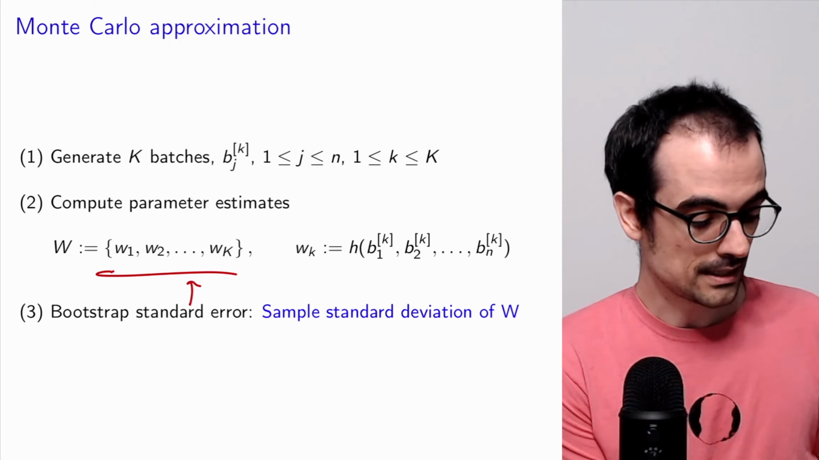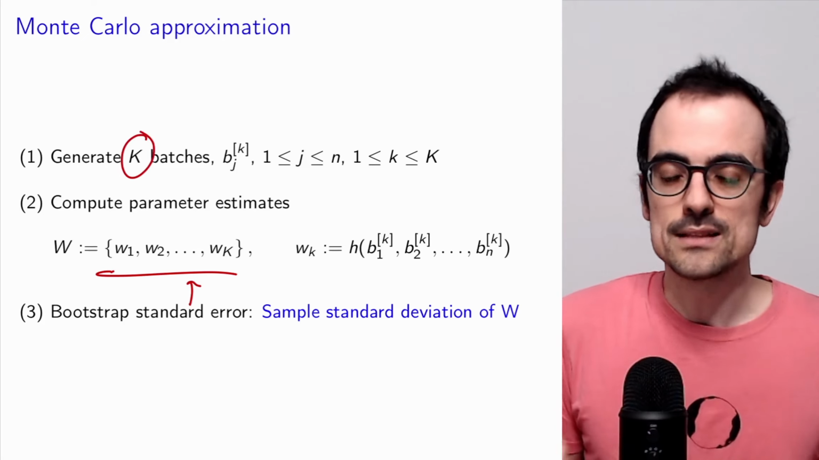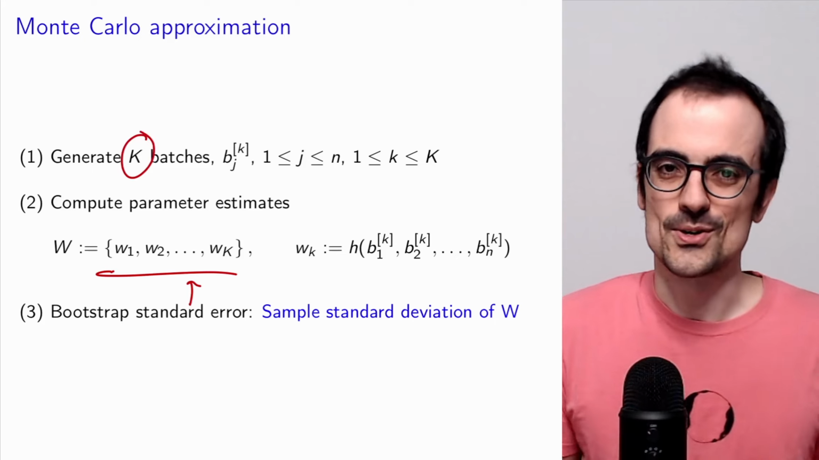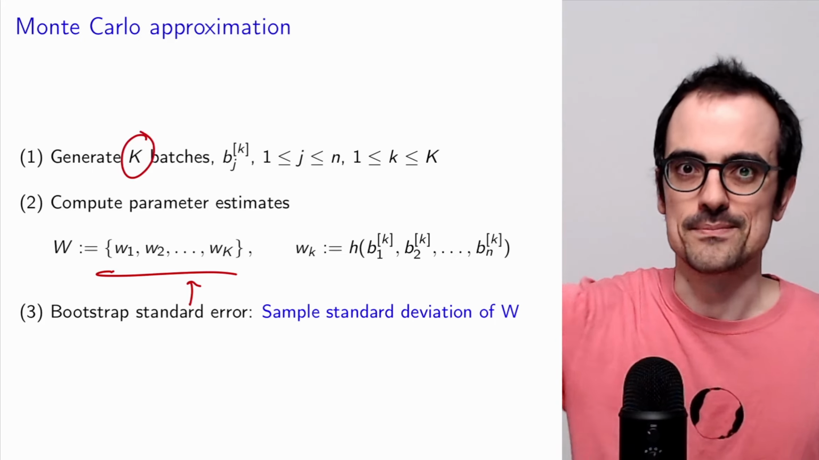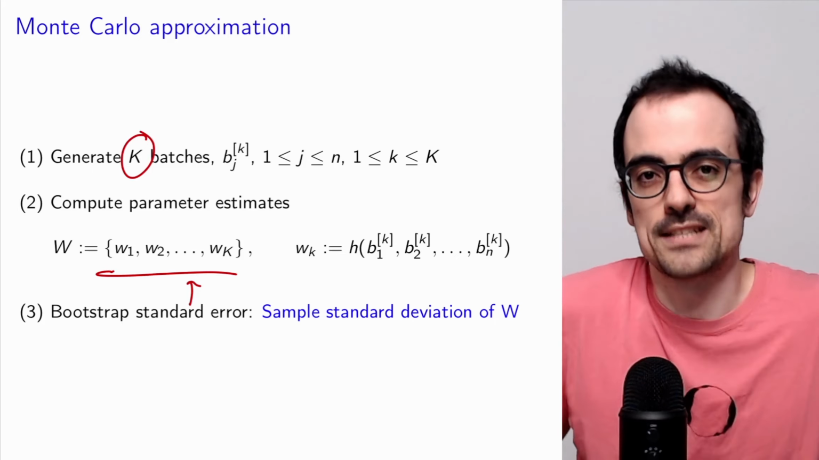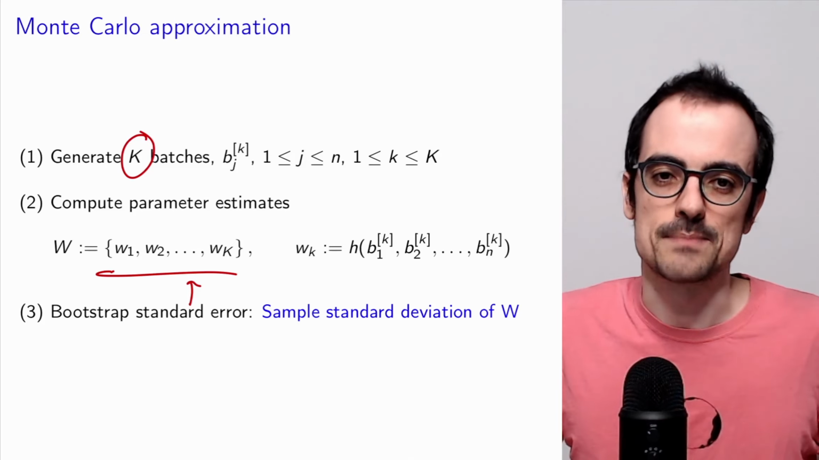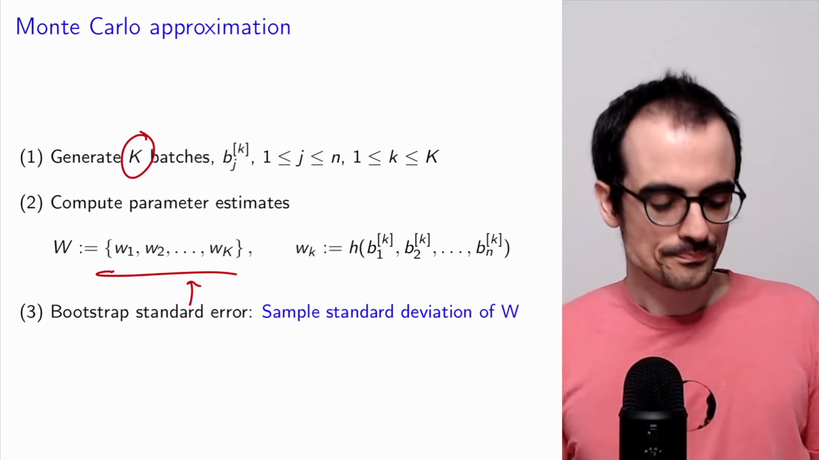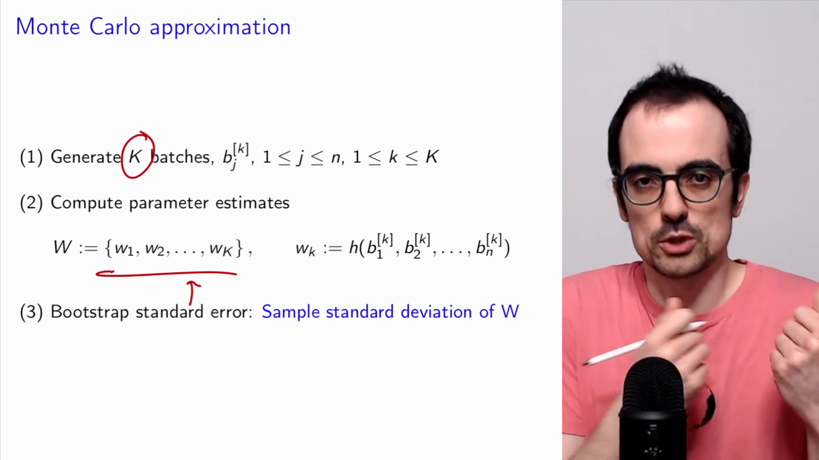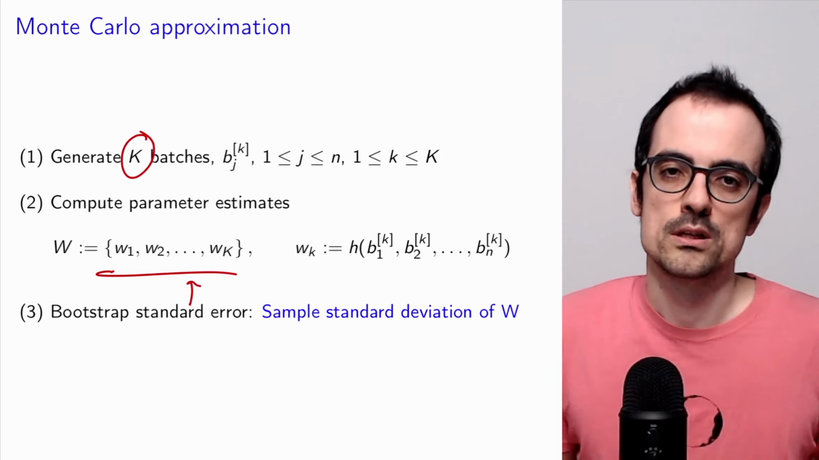Notice that we can make k as big as we want depending on our patience. We can take many batches. It's just going to be a bit computationally expensive. We'll have to have some patience if we want to make sure the Monte Carlo approximation converges adequately.